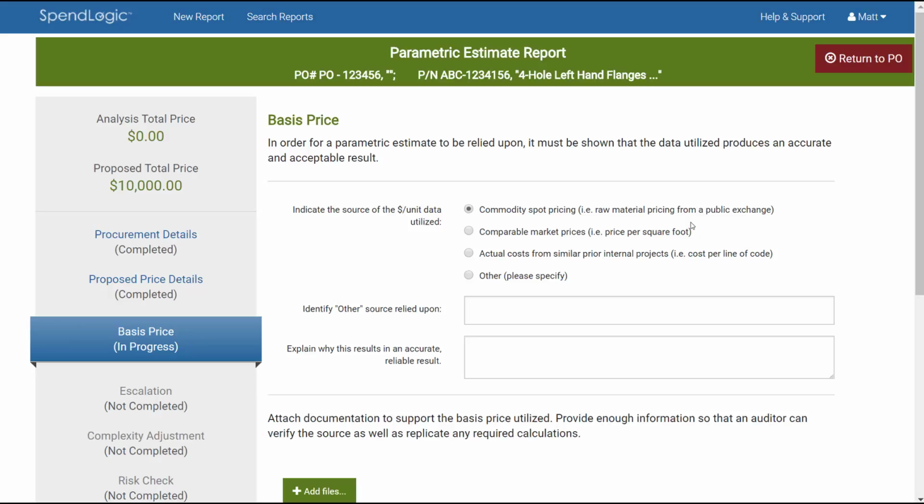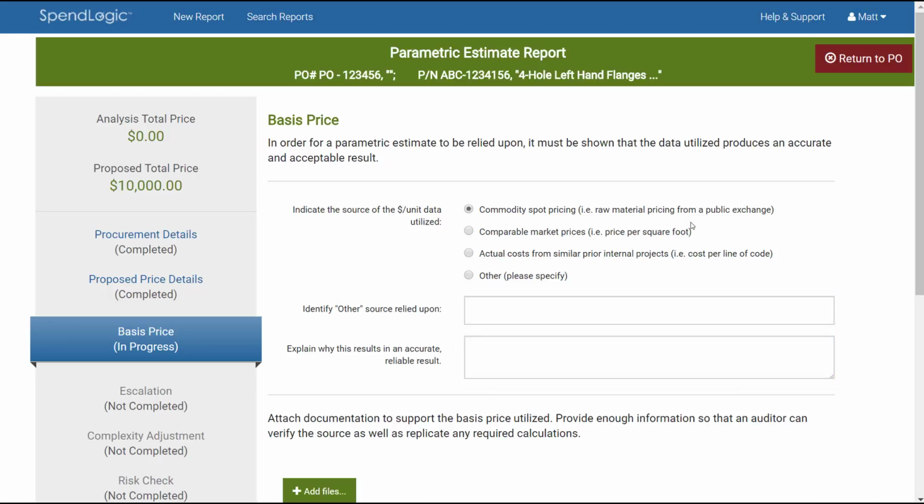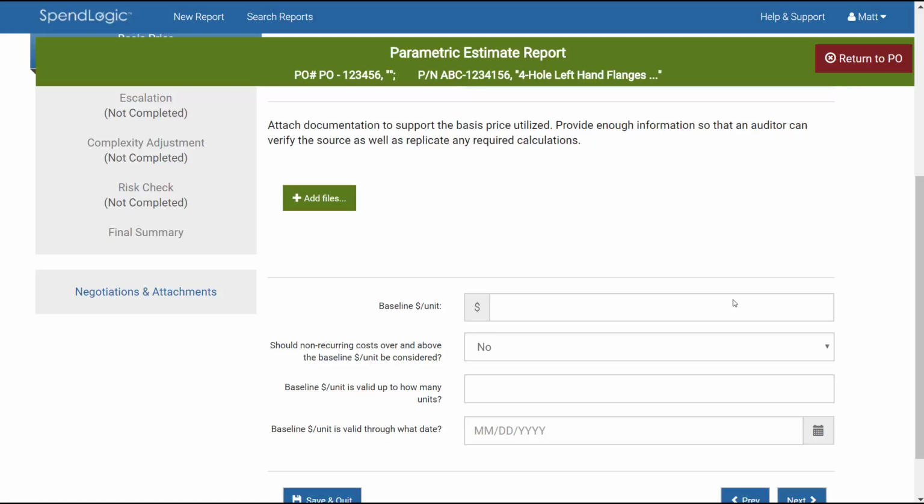In the next box, you're asked to provide an explanation as to why the source can be relied upon. Your objective in answering these questions is to convince an auditor that the data source you're using will result in an accurate analysis result. Next, you're required to upload documentation of the data source. Typically, this will be a screenshot.